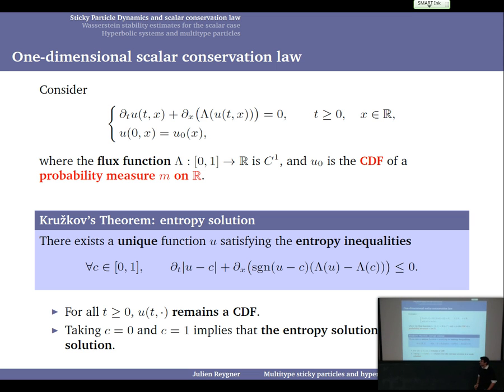Besides, Kruskov's theorem states that if you start from an initial condition which is the cumulative distribution function of a probability measure, then at all positive times, the solution remains a CDF.